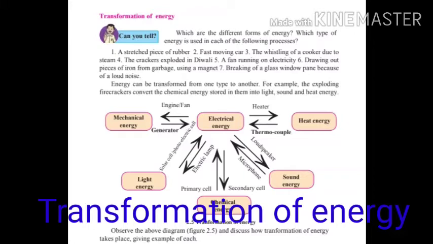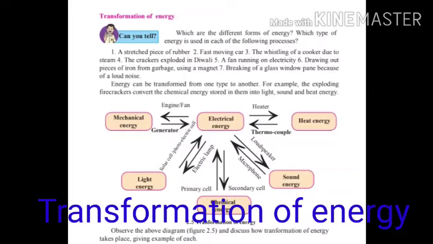Electrical energy, when converted into mechanical energy, example is engine or fan. When electrical energy is converted into light energy, example is electric lamp. When electrical energy is converted into chemical energy, example is secondary cell. When electrical energy is converted into sound energy, example is loudspeaker. And when electrical energy is converted into heat energy, example is heater. So, this electrical energy is converted into all the forms of energy.